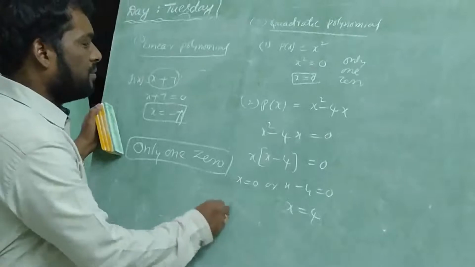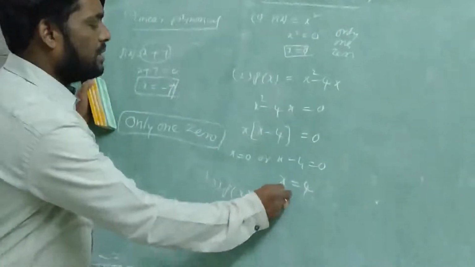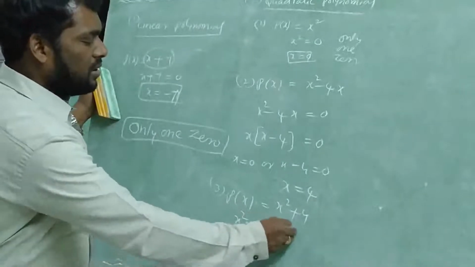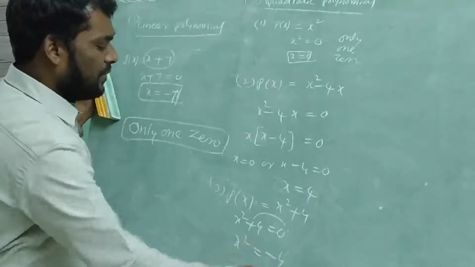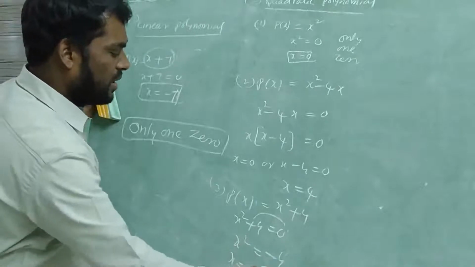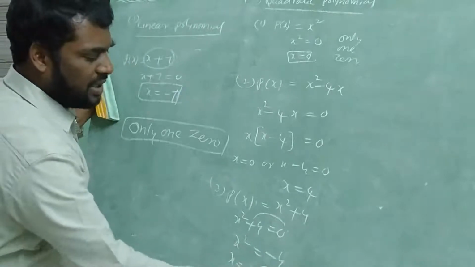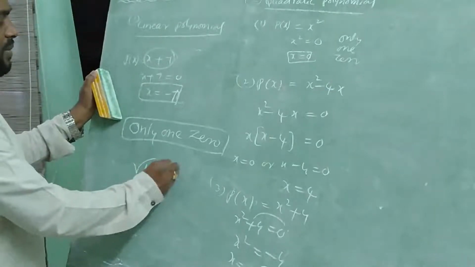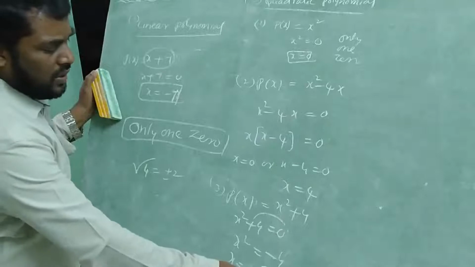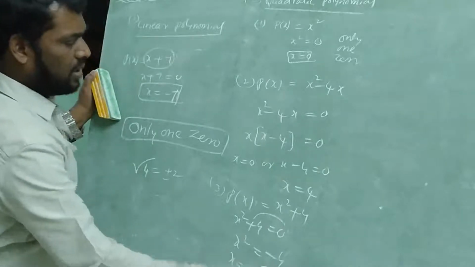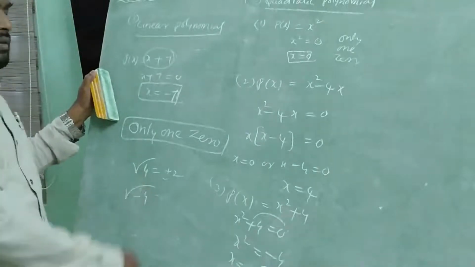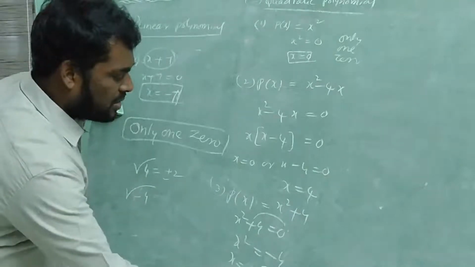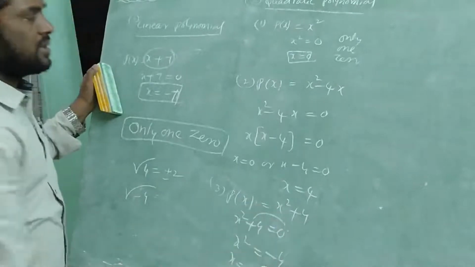And the third one is p of x is equal to x square plus 4. So x square plus 4 is equal to 0, x square is equal to minus 4, then x is equal to square root of minus 4. Square root of minus 4 is an imaginary number. You already know the value of square root of 4 is plus or minus 2. But it is not the square root of 4, it is the square root of minus 4. What is the square root of minus 4? Square roots of negative numbers are called imaginary numbers. Its value is plus or minus 2i. That means it has no real roots.